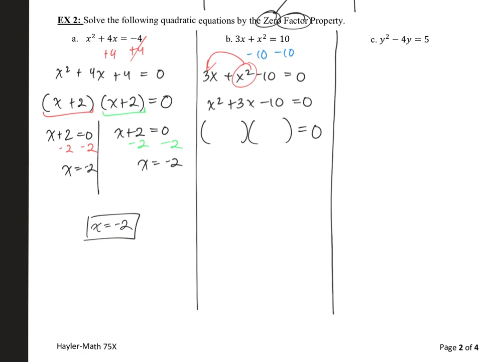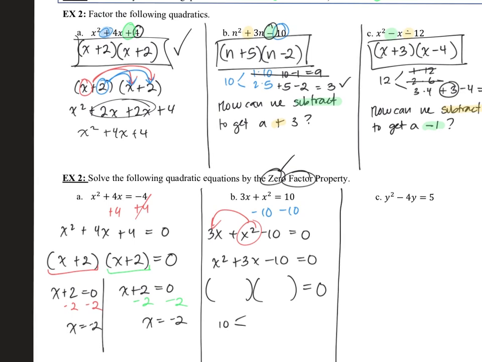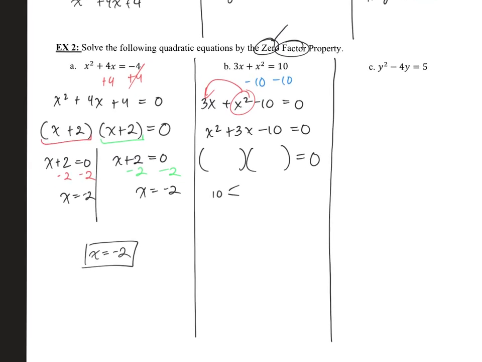What do we want here? Well, factors of 10, we know before. In fact, we already did this problem. But I'll go ahead and just do it real quick. So 10 and 10, 2 and 5. We're trying to find something that when we subtract them, we get a positive 3. And I can do that by taking 5 minus 2. Okay, so x plus 5, x minus 2.